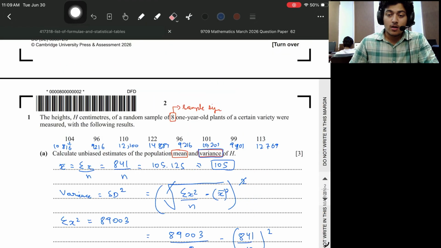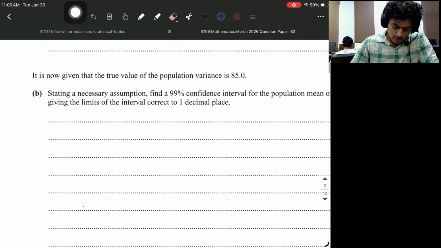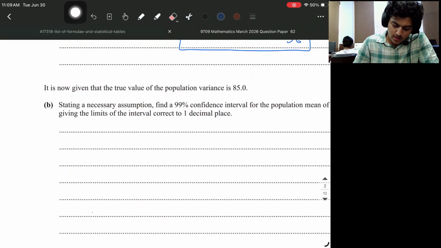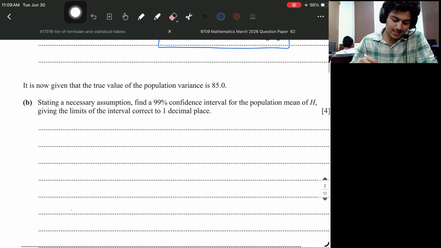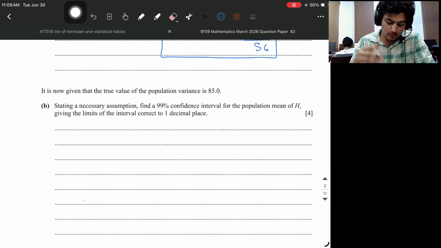All right, then moving on to part 2. It is now given that the true value of the population variance is 85.0. So they've given us the exactly true value, which is 85.0. Stating a necessary assumption, find a 99% confidence interval for the population mean of h. H is basically the population, as they mentioned in the previous part, giving the limits of the interval correct to one decimal place. All right, it's a relatively simple question. Let's move on to solving this.